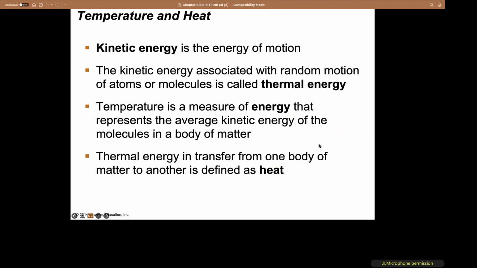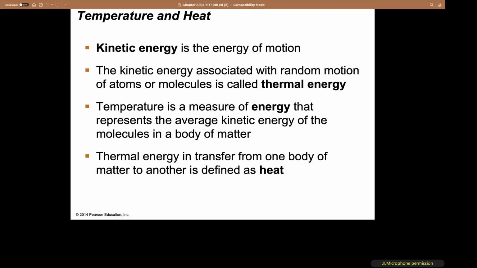So let's talk about energy. Last chapter, we talked a little bit about energy, and we talked about potential energy, and we dipped into some kinetic energy. This chapter, we're going to talk more about kinetic energy. Kinetic energy is energy of motion. The kinetic energy that is associated with random motion of atoms or molecules is called thermal energy. And temperature is a way to measure that energy. That's how we make sense of the energy, by checking the temperature.